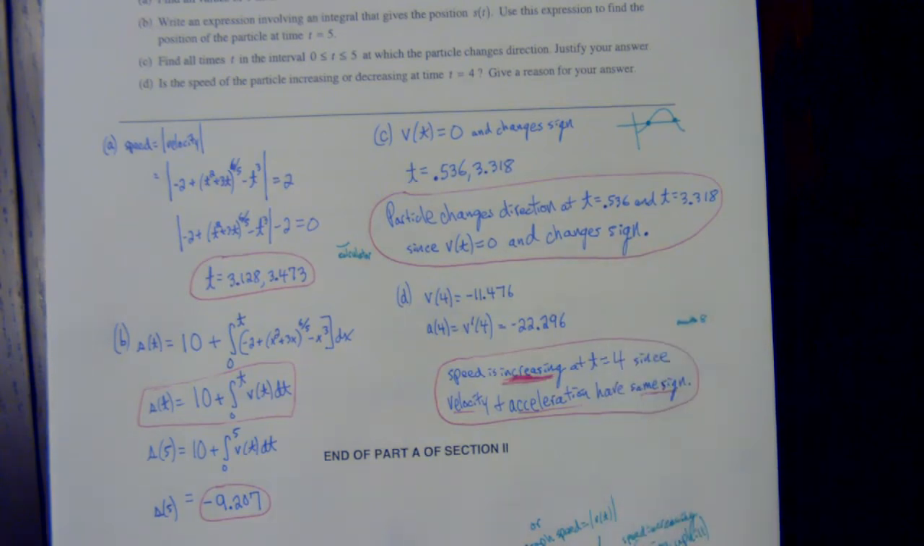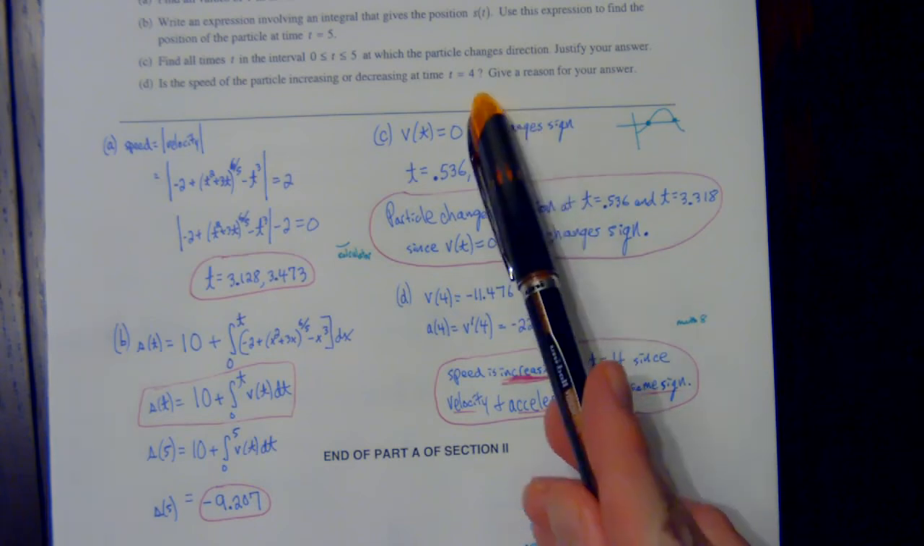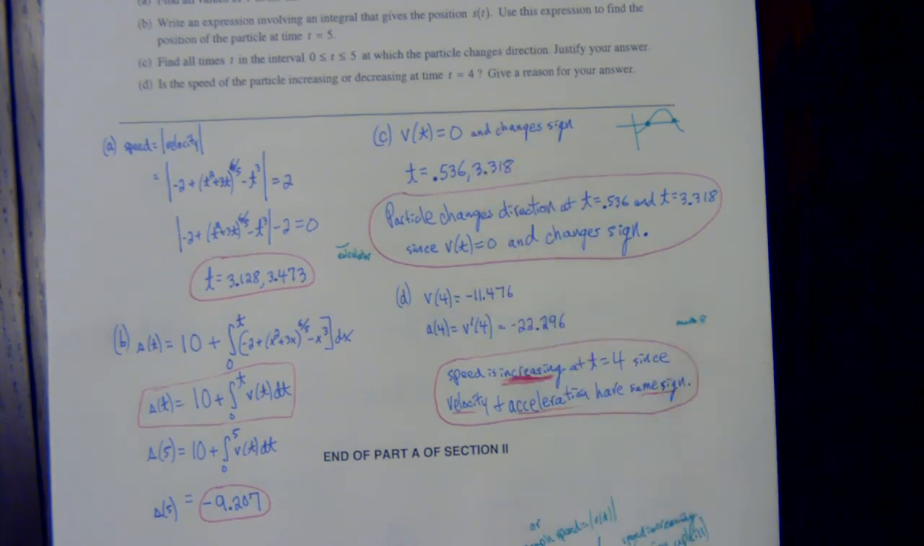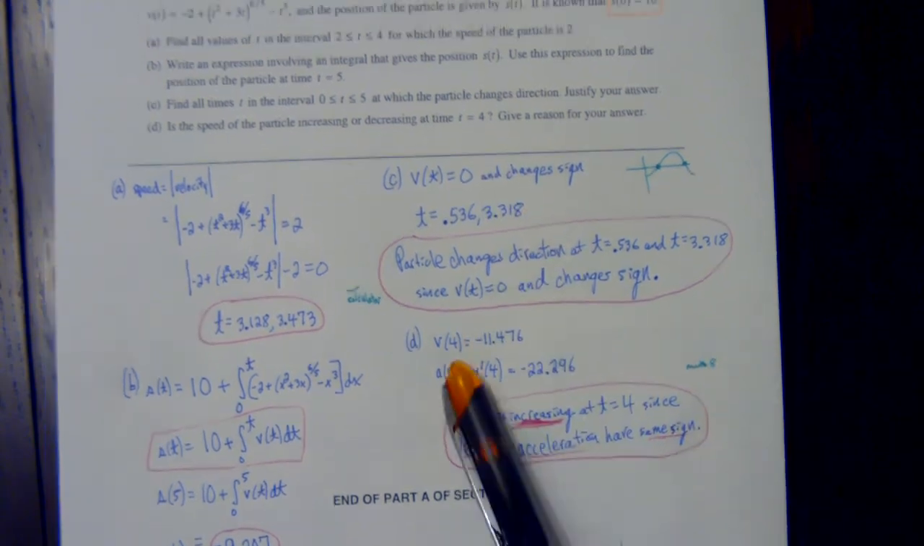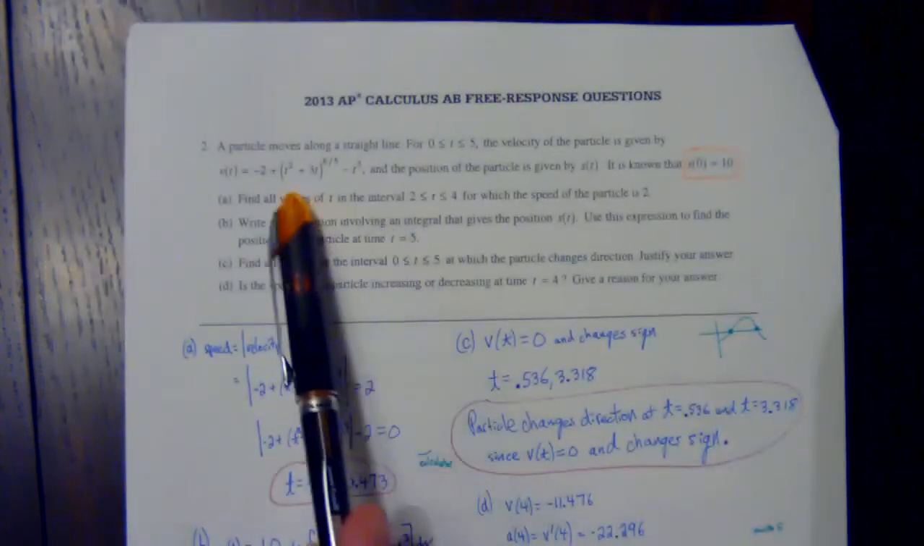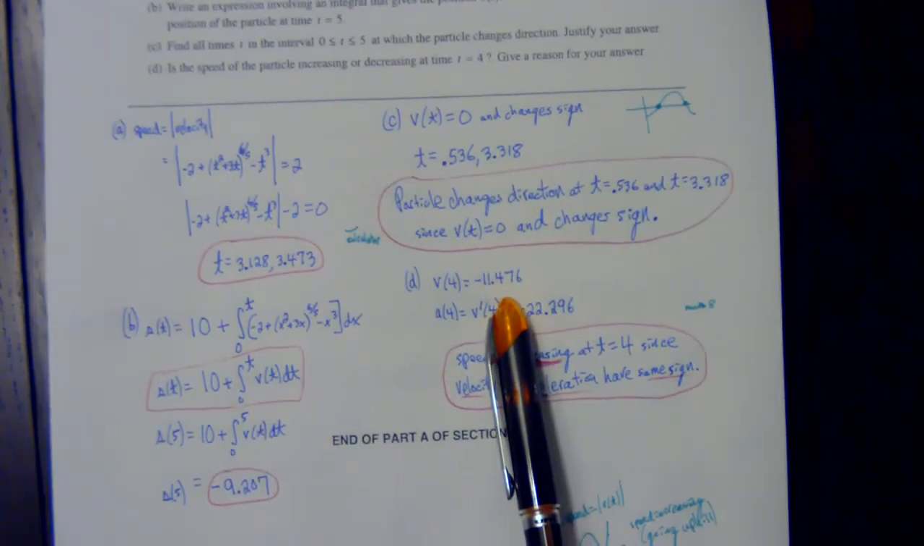And then letter D, it says, is the speed increasing or decreasing? This is not the first time we've seen this. You know from your blue packet from the other test, speed is increasing when the velocity and acceleration have the same sign. Speed is decreasing when the velocity and acceleration have opposite signs. So whenever you see that question posed to you, you need to plug the 4 into the velocity function and the acceleration function. So V of 4 is just a matter of taking a 4, plugging it in for that T right there, and then you got your answer as negative.